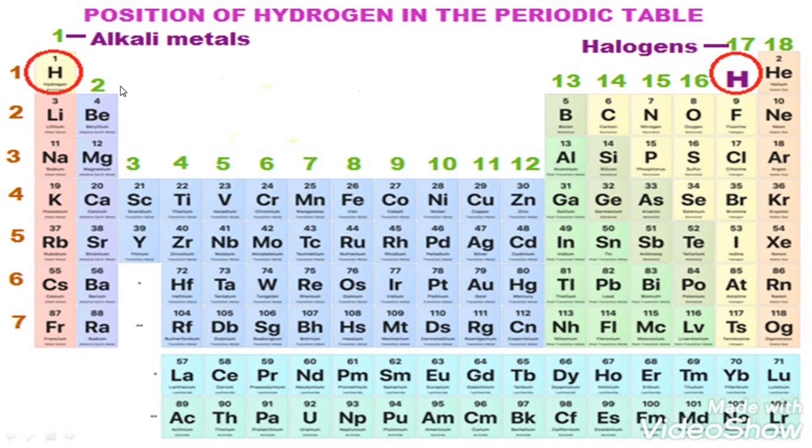Then these elements are placed in 7 horizontal rows. These 7 horizontal rows are called periods. Now see, this is the first row, this is the second row. So we mean the first period. First period consists of the elements hydrogen and helium. Second period consists of the elements lithium, beryllium, boron, carbon, nitrogen, oxygen, fluorine and neon. Like this, they are placed in 7 horizontal rows called periods and 18 vertical columns.